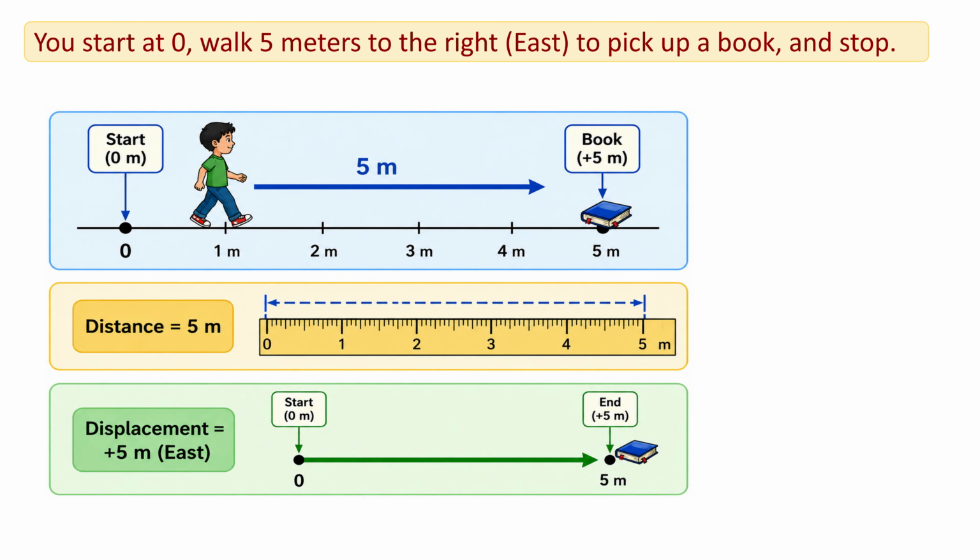In this example, the object starts at 0 meters and walks 5 meters to the east, then stops. The distance traveled is 5 meters because the total path covered is 5 meters. The displacement is also plus 5 meters east because the starting point and ending point are 5 meters apart in the east direction.